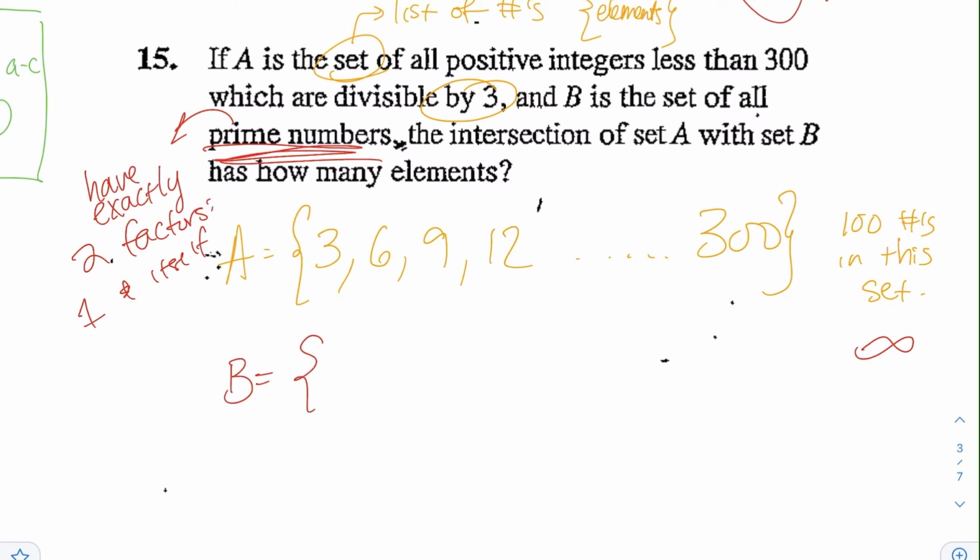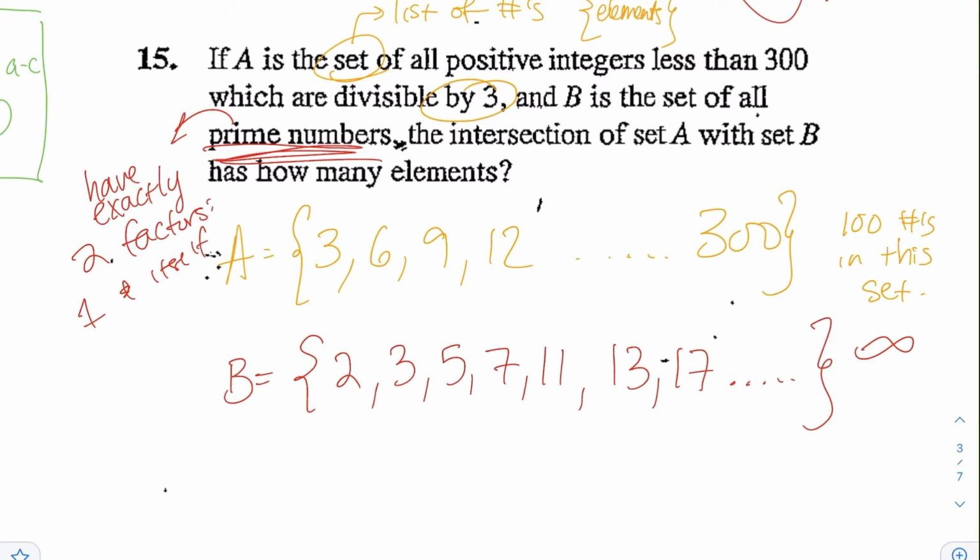So you start out with the number 2. 2 is the smallest prime number, and it is also the only even prime number. Then you have 3, then 5, 7. You skip 9 because 9 is not prime. You go to 11, then 13, 17, etc. And it goes on forever, it doesn't end.